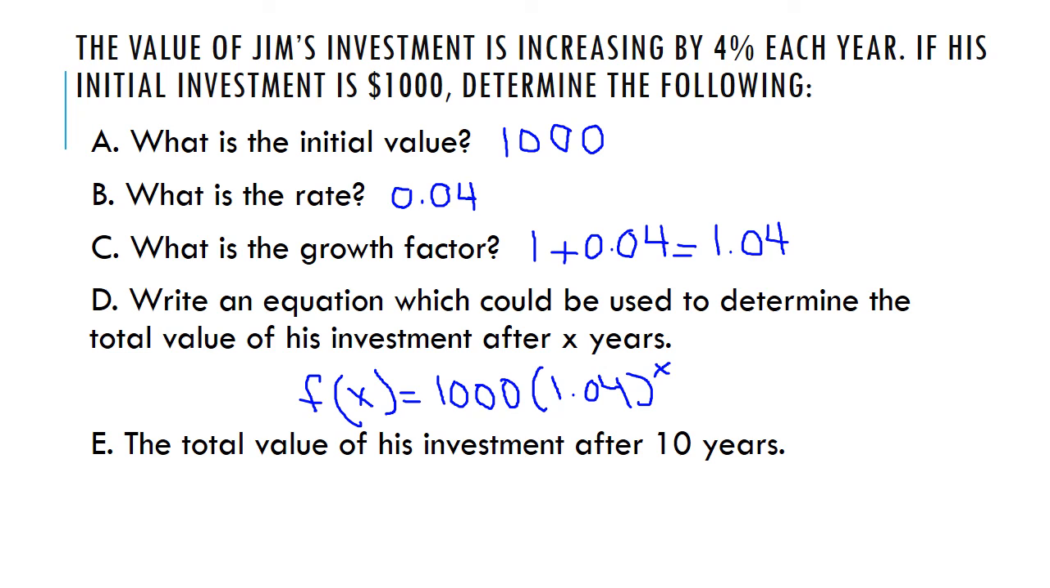The total of his investment after 10 years, that means I'm going to have f of 10 because the number of years in this case is 10. So f of 10 equals 1,000 times 1.04 raised to the 10. And by placing all this in the calculator, you'll get the final answer.